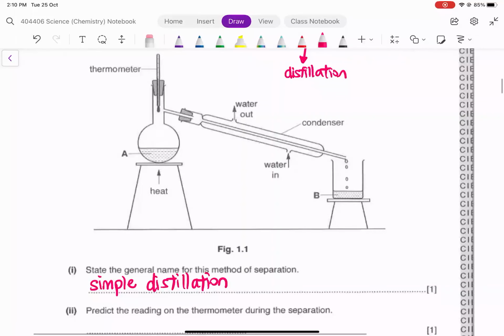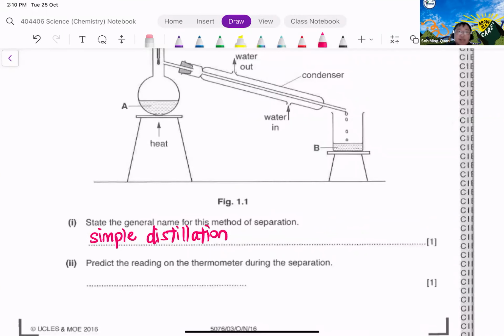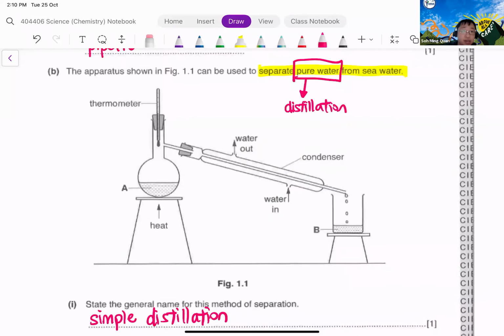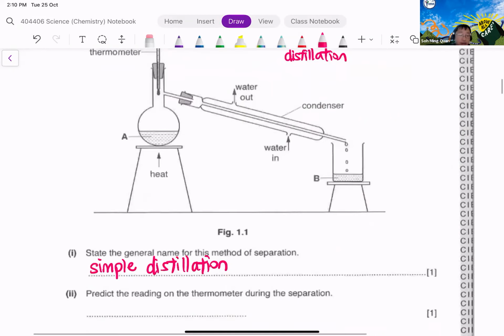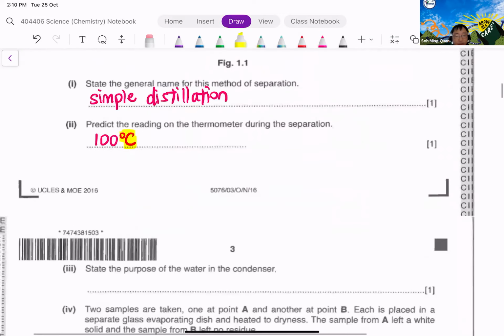Mr. So, just writing distillation is completely fine also, right? Yes, but for completeness sake, as we go through, let's write simple distillation, okay? Next, what's the reading on the thermometer? Again, this is where highlighting keywords is important. If you know it's pure water, you will know that pure water boils at 100 degrees Celsius. Degrees Celsius is important, okay? Must have units.